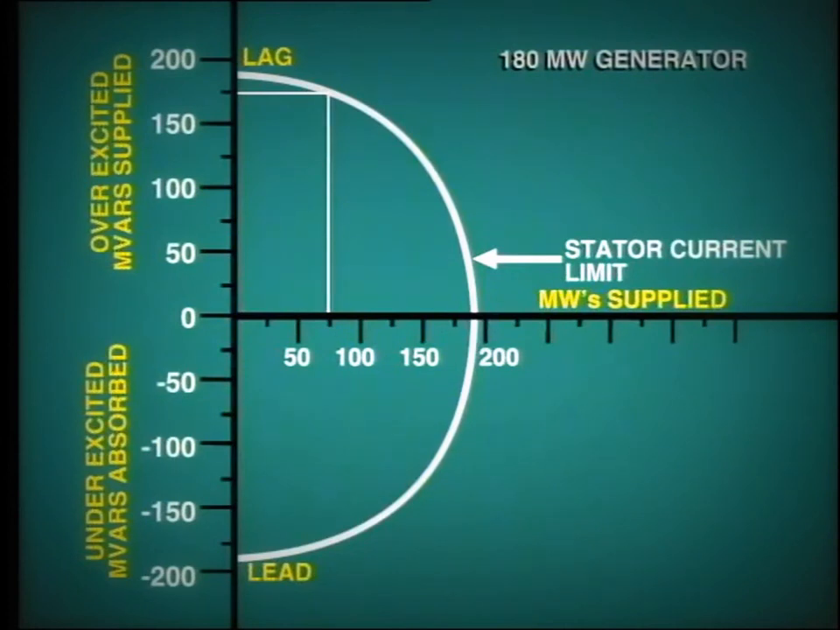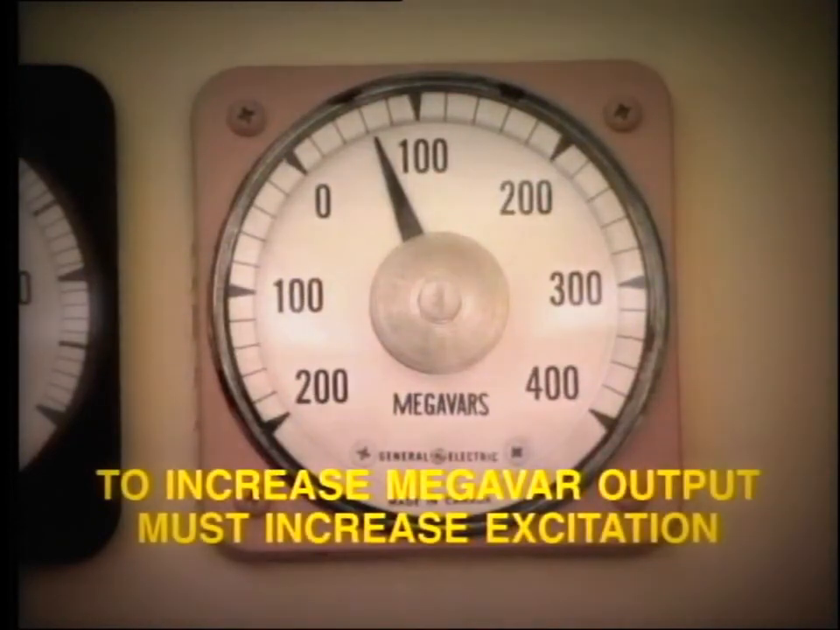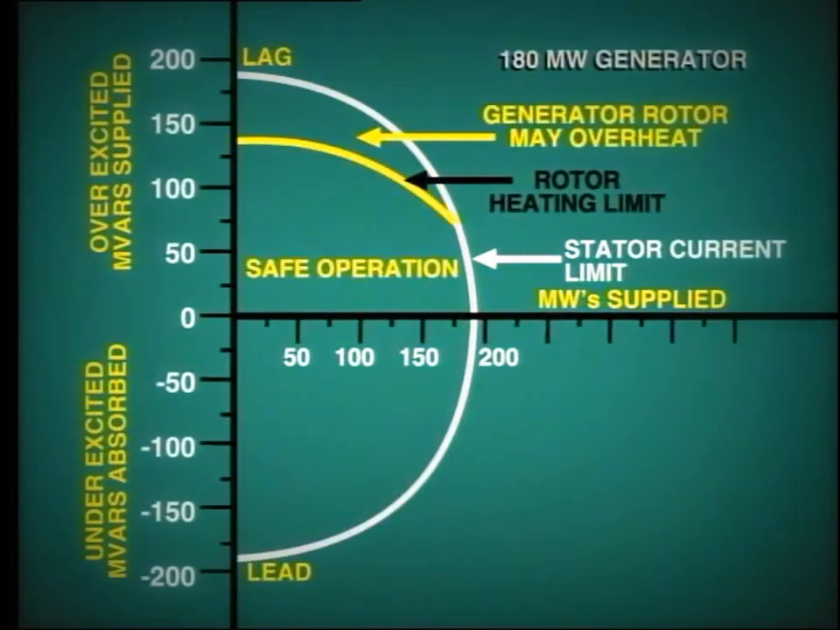However, there are other limits to observe in generator operation. As we know, in order to increase the megavar output of the generator, we must increase excitation. The increase in excitation current flow increases the heating of the rotor winding. This curve shows the limitation due to rotor heating. You can see that we can operate this generator at 180 megawatts and 0 megavars. But if we needed to produce, say, 100 megavars, then we would have to reduce the active power output to 140 megawatts in order to keep within the established rotor heating limits.